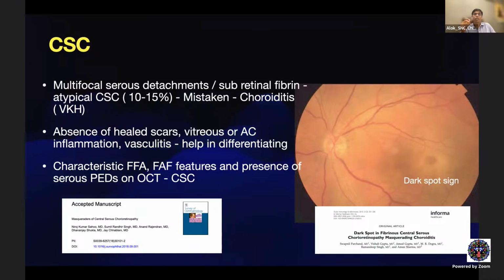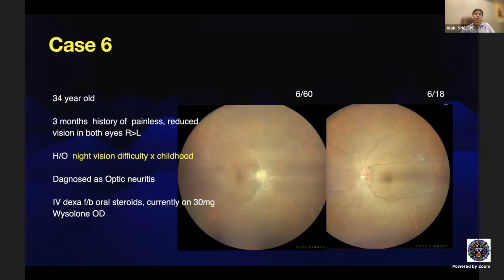And the key is the absence of any healed scars, absence of cells in the vitreous or anterior chamber, and absence of vasculitis, which will help you in differentiating the two. And of course, if you do imaging, FFA, FAF, and OCT, that will help in distinguishing CSC from other inflammatory pathologies.